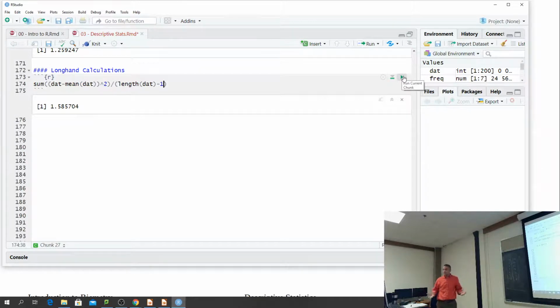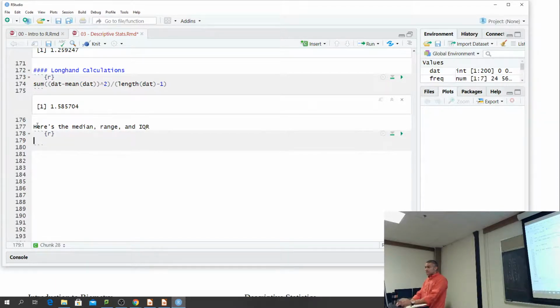So, things you can do longhand, I say just do it. Use the var, use the SD functions, use what's built into R. I think we also asked to do median and interquartile ranges, right? We have our vector, so just use the vector that we just created.